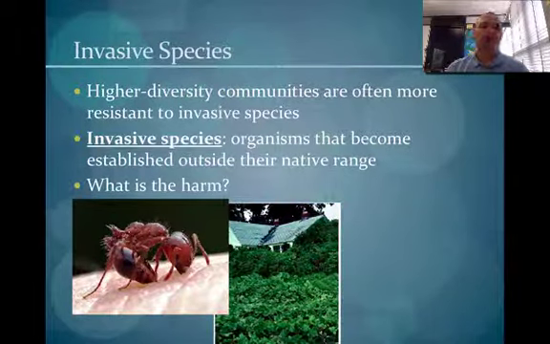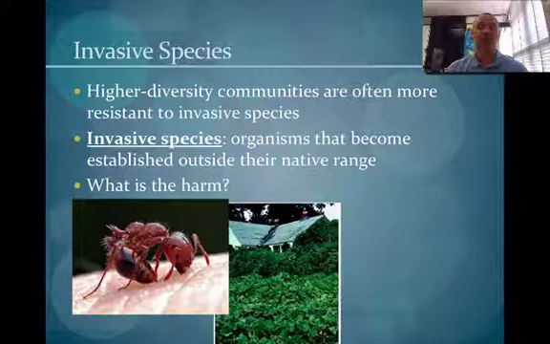Now, oftentimes in ecosystems and trophic levels, we have what's called invasive species. This is when species come in that do not belong in that range natively. The harm is, such as fire ants and kudzu are my examples down here.